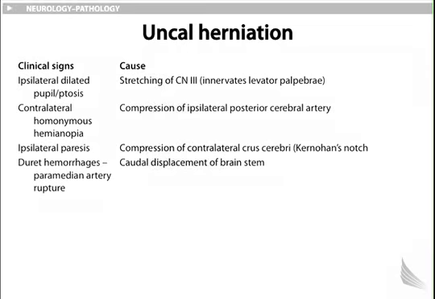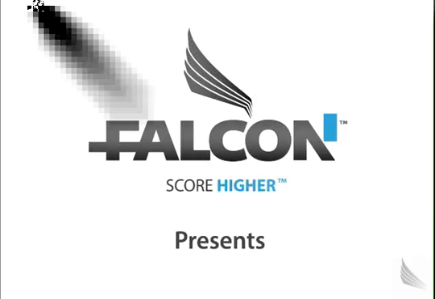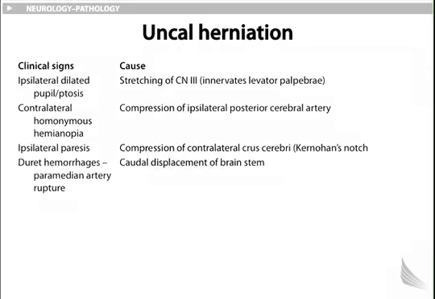And most worrisomely are Duret hemorrhages. These are hemorrhages in the distribution of the paramedian arteries. It's caused by rupture of these arteries, and these hemorrhages are then found in the brainstem. This is usually one of the last signs seen prior to death.